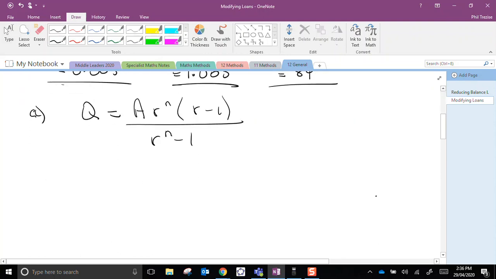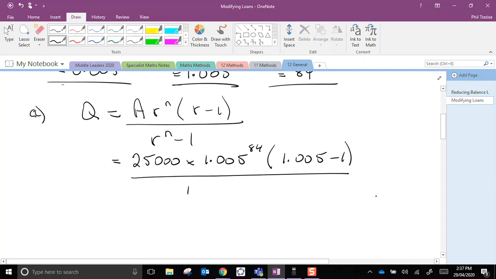That's our formula. And all of these things are what we wrote down to start with. 25,000, 1.005 to the power 84, 1.005 minus 1, over 1.005 to the power 84 minus 1.